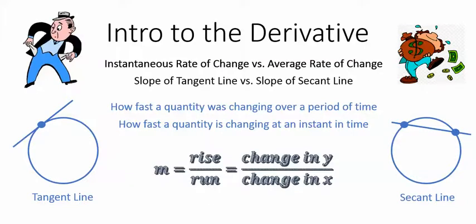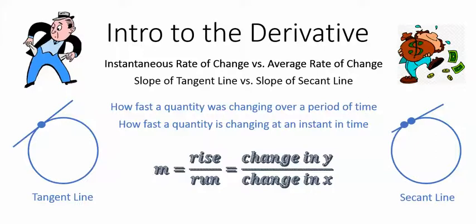Now, you may recall from algebra that the slope of a line is rise over run, or the change in y over the change in x. With secant lines, this is easy to calculate because we have 2 points. But we run into a problem with tangent lines because we're dealing with only 1 point. Now, to address this, we're going to see that a tangent line can be viewed as a secant line where the 2 points are moving closer and closer together until they are essentially 1 point, but not 1 point.